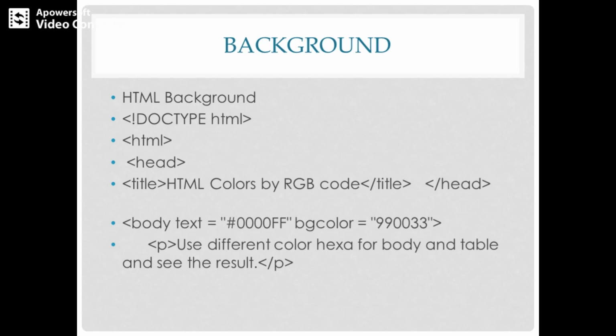So there are three ways of representing the colors. That is, we can give the color name itself as a value to bgcolor, or we can give it in RGB format, or we can give it in hexa format, that is, using hash codes of the colors. And here we have represented any text that is written in a web page to be in green color. We can change these colors.